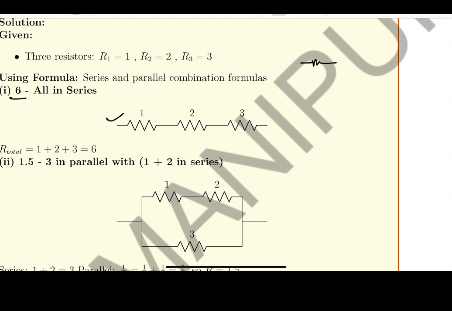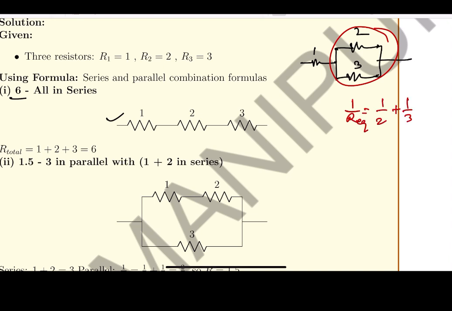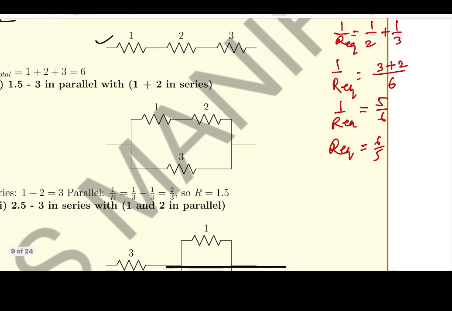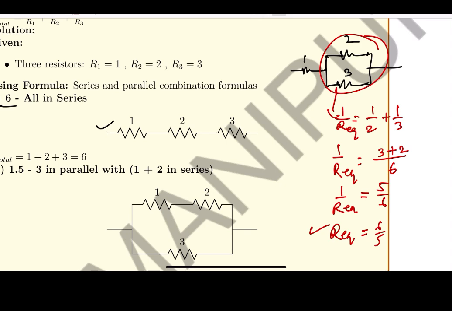Sir, I want 1 in series. Let me do 2 and 3 in parallel, like this. So what shall I do? 1 plus these 2 in parallel, right? First solve these two, it will be easy. 2 and 3 in parallel: 1 by req is equal to 1 by 2 plus 1 by 3. The LCM is 6, so it is 5 by 6 for 1 by req, and so req will be equal to 6 by 5. Check. I got req, this one, is 6 by 5.